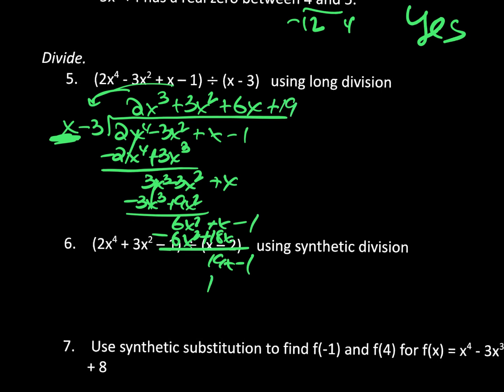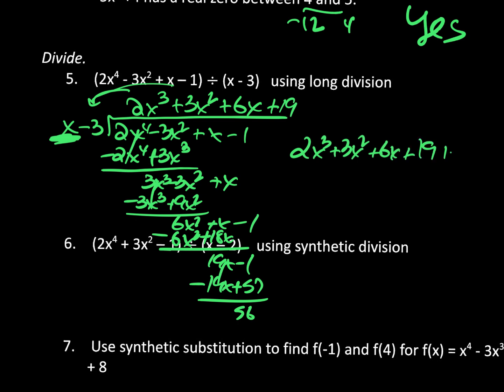Multiply everything in the front. 19x minus 57, draw the line, change the signs. That's going to be 56. The remainder is 56. So my final answer is 2x cubed plus 3x squared plus 6x plus 19, and then that crazy 56.